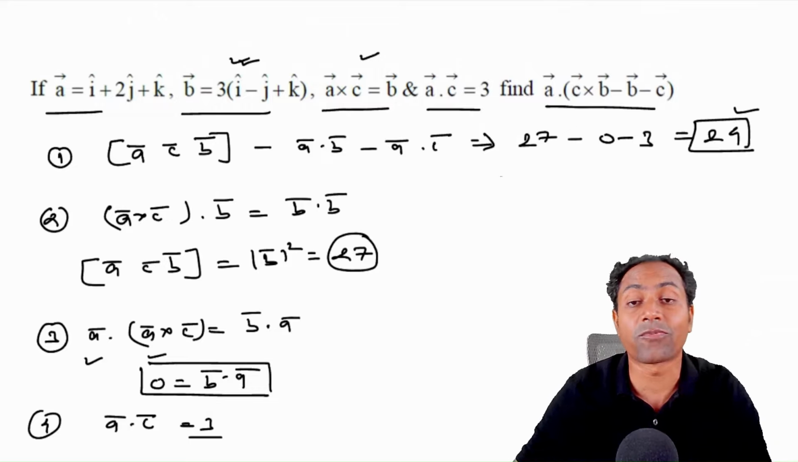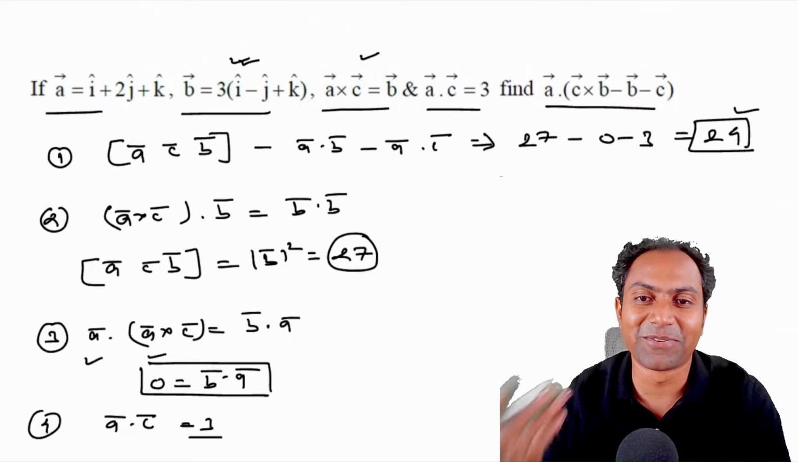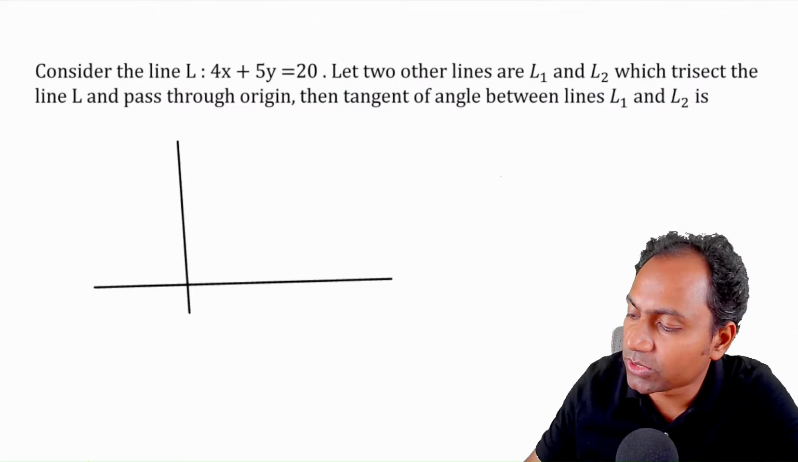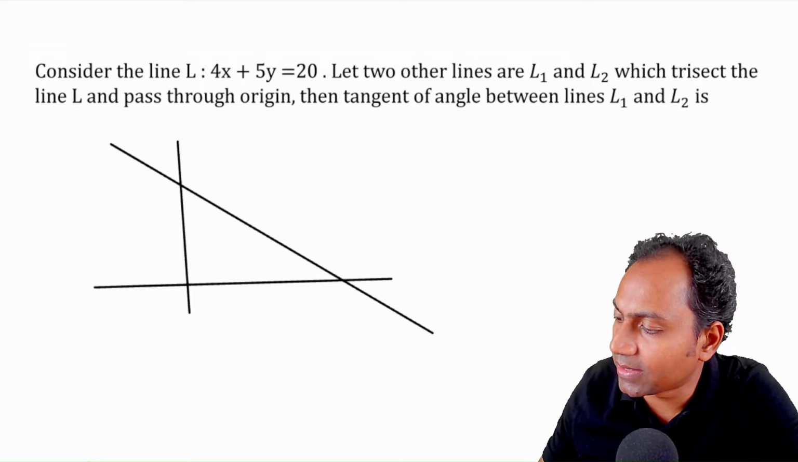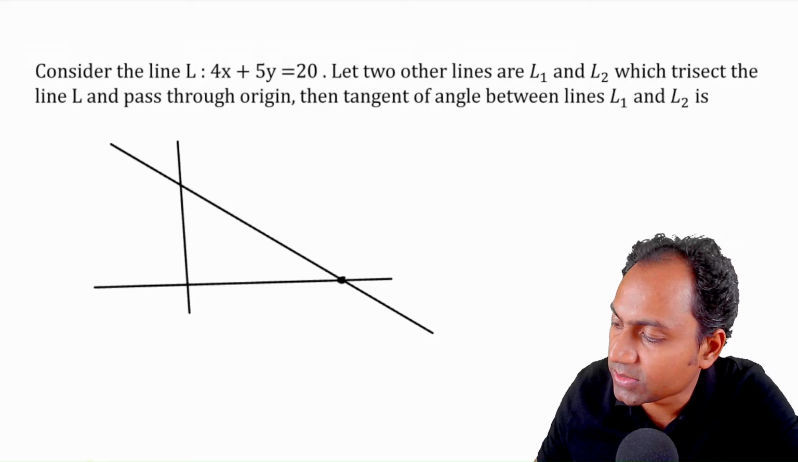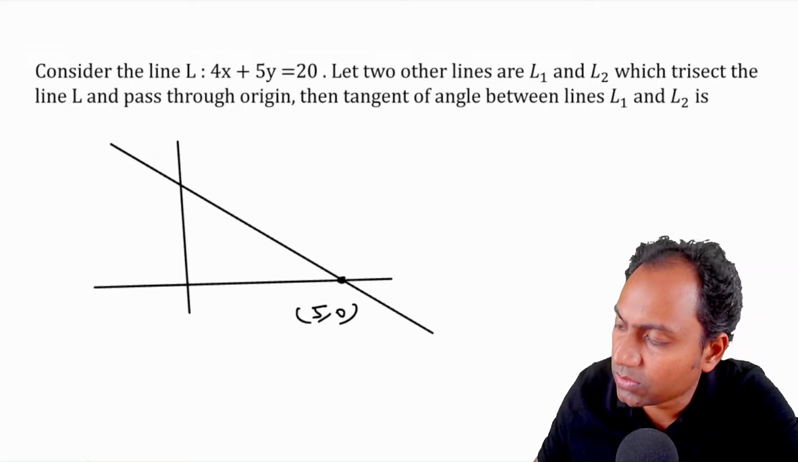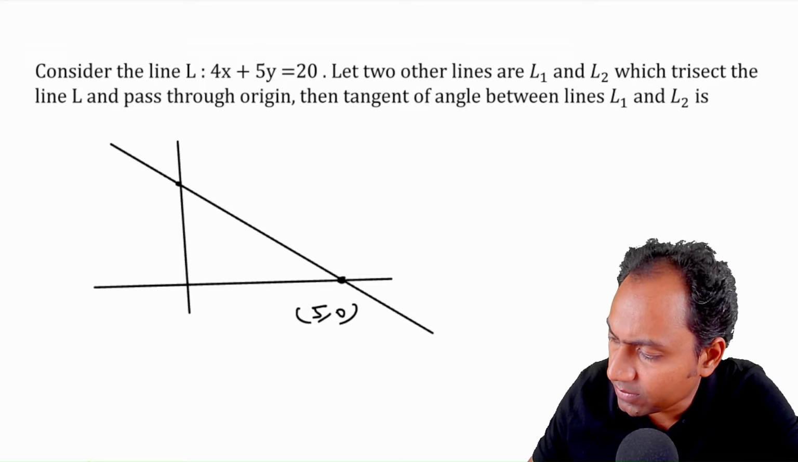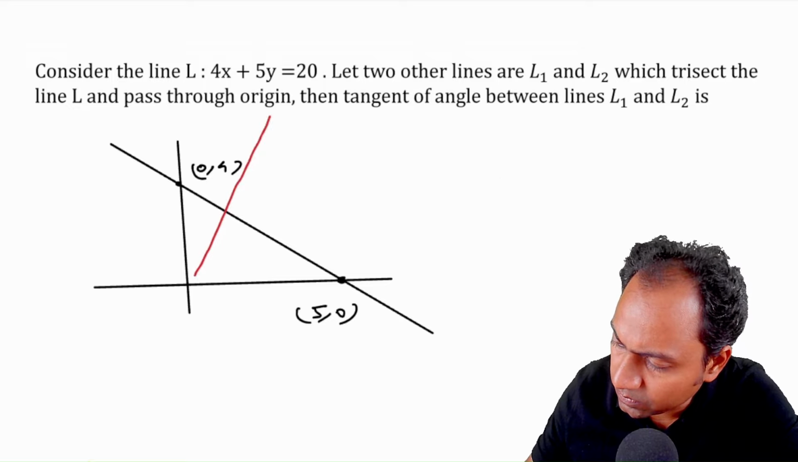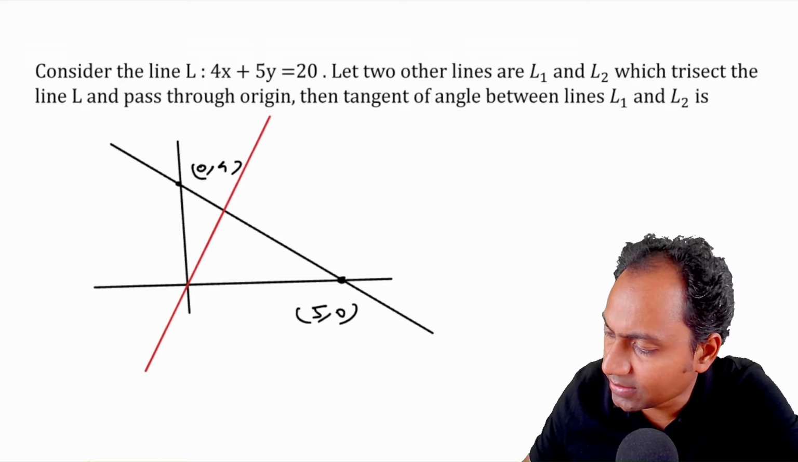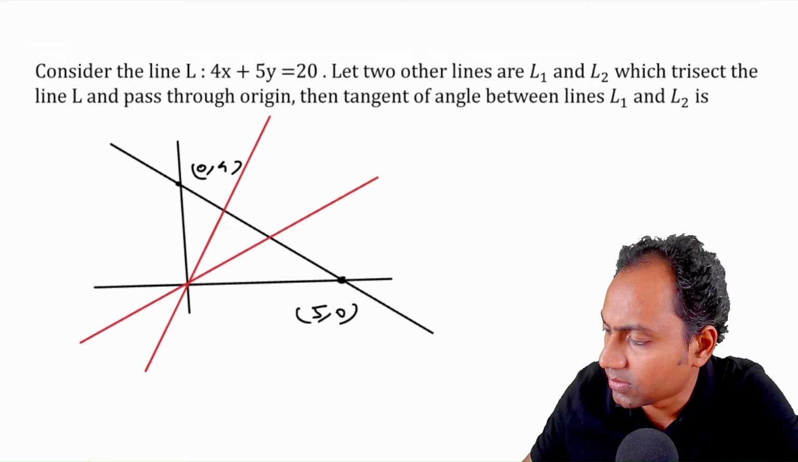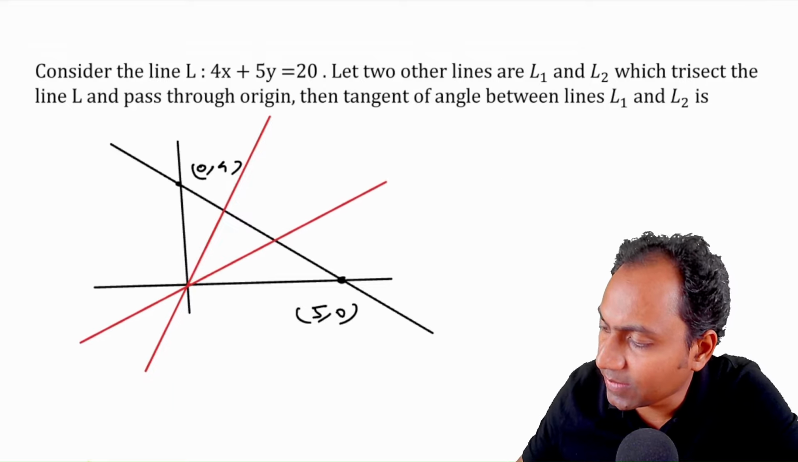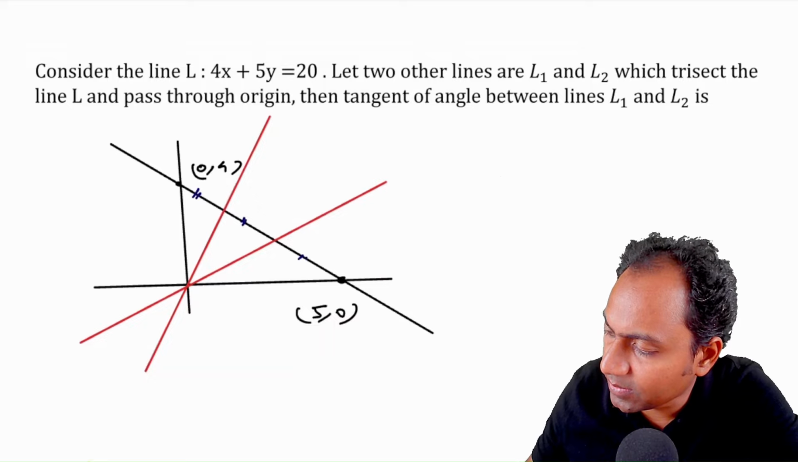Extremely simple question, but from an area of the syllabus that is now out of syllabus. Now this next question is a very simple question. It talks about a line that goes something like this. If I find these intercepts, if I put y equal to 0, it is 20 by 4, which comes out to be (5, 0). And if I put x equal to 0, this comes out to be (0, 4). Now what they're saying is there are two lines drawn in such a manner that they trisect this line like this, so that these three parts are equal.